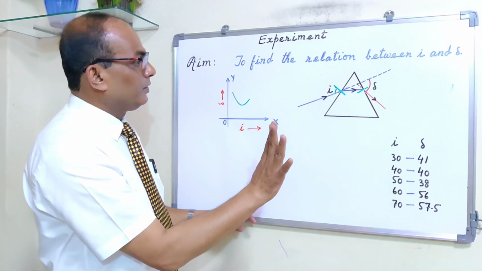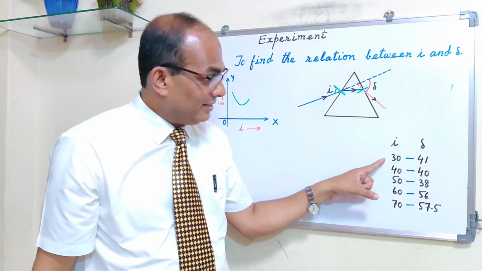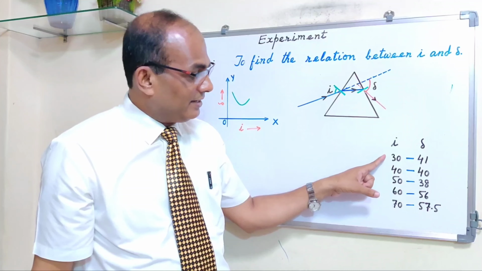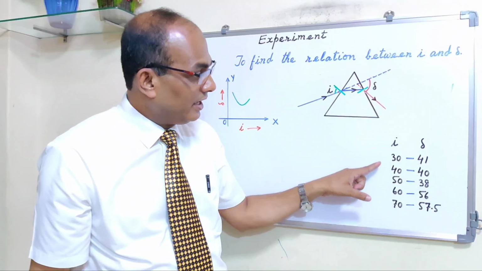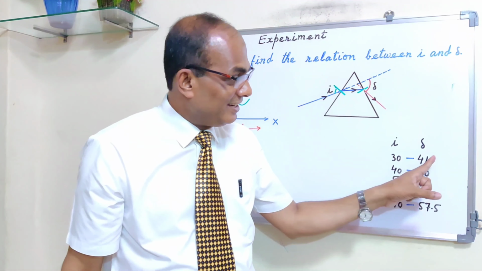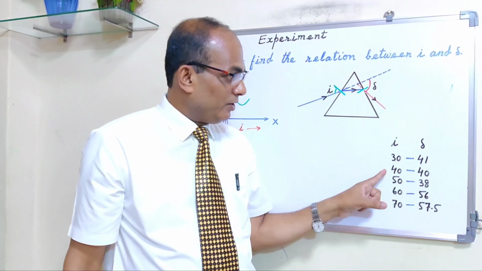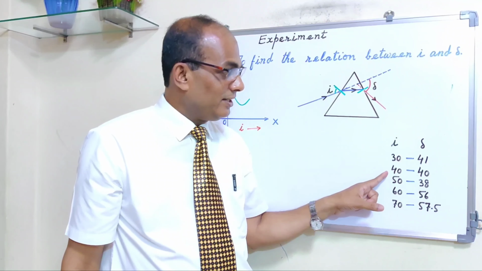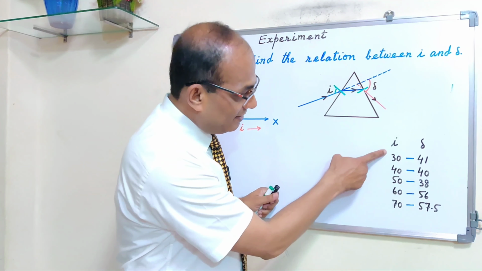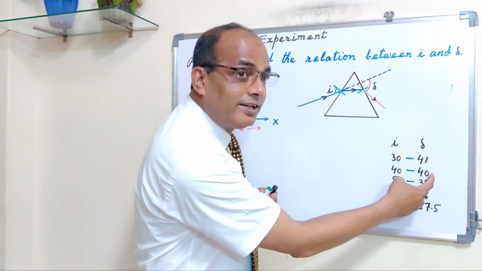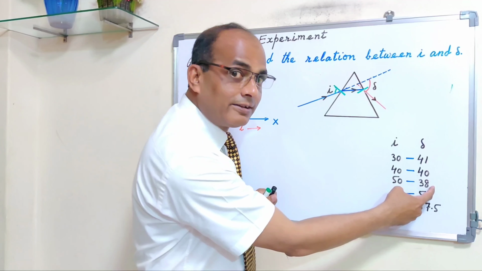Now if you have a look here, as I increases, just have a look. As I increases from 30 to 40, 40 to 50, 50 to 60, 60 to 70, the values are increasing. As I increases, first delta is decreasing, isn't it? When I is 30, delta is 41. When I is increasing from 30 to 40, delta is decreasing from 41 to 40. See this. This is increasing, and from 41 to 40, decreasing. Again, this is increasing from 40 to 50, and this is further decreasing from 40 to 38.